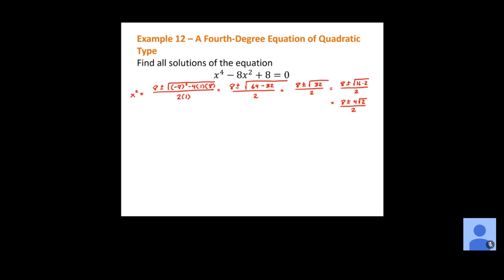Now this time, because all of our numbers on the outside of the square root are divisible by that 2 in the denominator, we can actually do that. Okay, so I'm going to divide 8 by 2. That's going to give us 4 plus or minus, and then 4 divided by 2 is 2, and then we keep the square root of 2. So again, I'm just dividing each of those terms. 8 divided by 2 is 4. 4 square root of 2 divided by 2 gives us 2 square root of 2, and we keep the plus or minus. Now, remember, this is what x squared is equal to now.